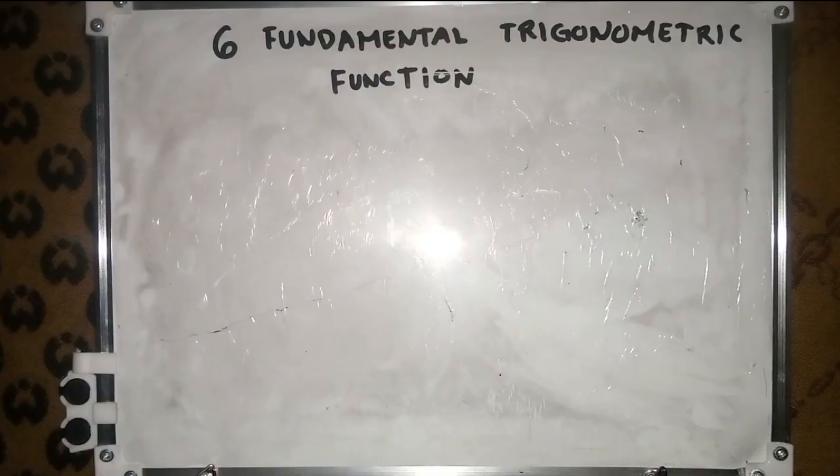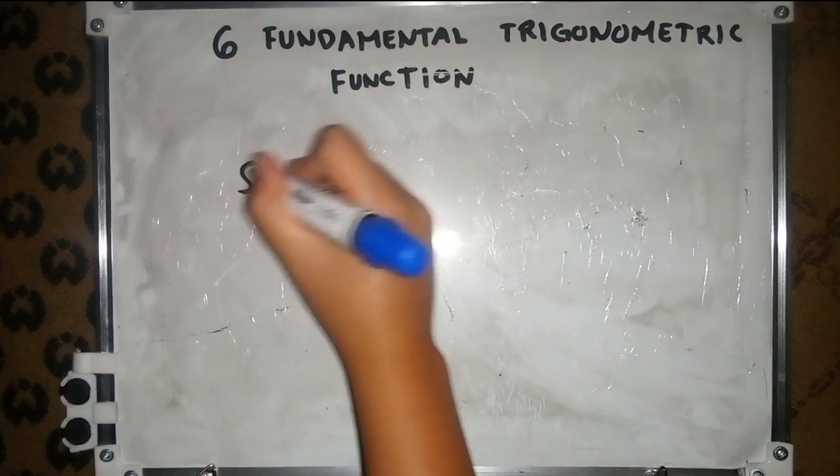To begin, let us recall the 6 fundamental trigonometric functions. These are the sine, cosine, tangent, cosecant, secant, and cotangent. Each of these functions has unique graphical characteristics that are based on their periodicity and amplitude. The most fundamental functions are the sine and cosine.